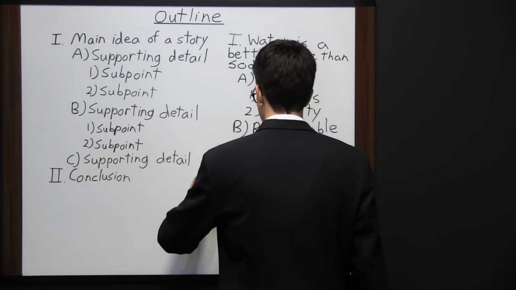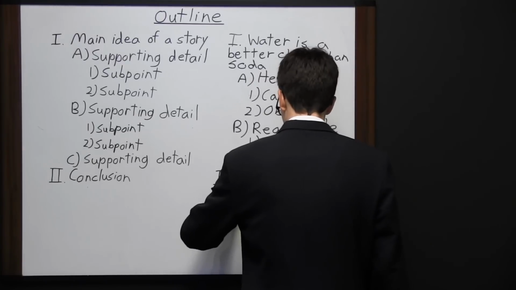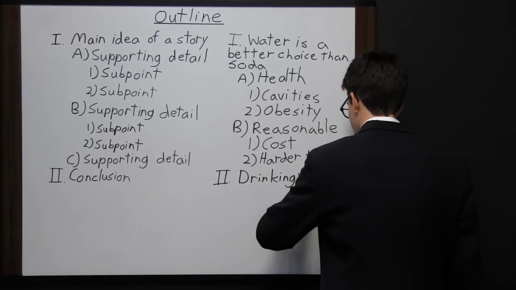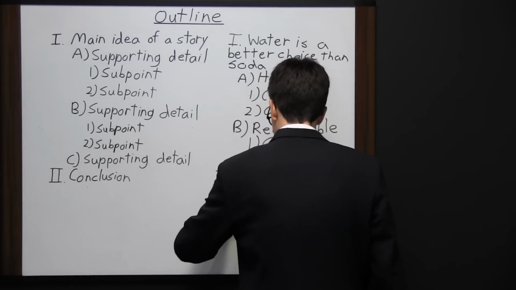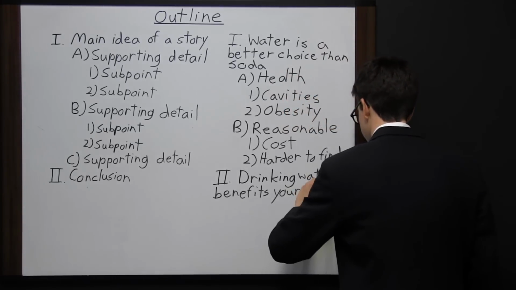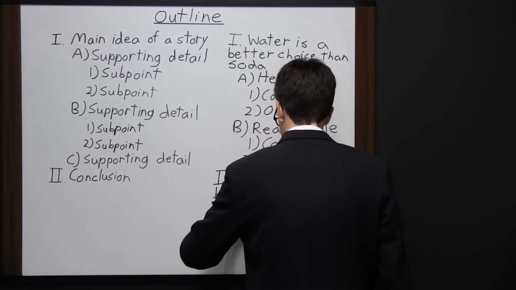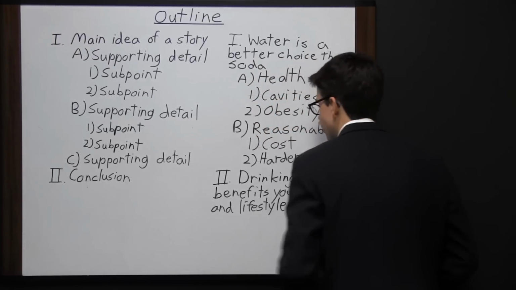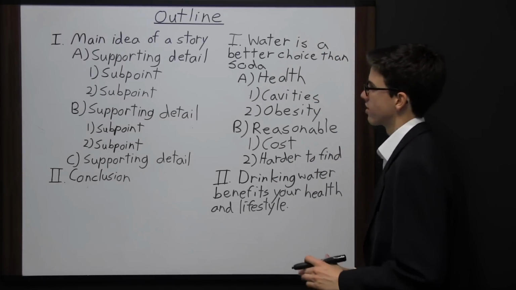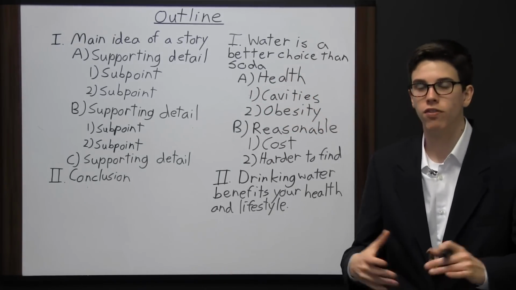So now I'm going to do the conclusion. So I'm going to put it next to Roman numeral 2. So my conclusion is going to be drinking water benefits your health and lifestyle. So this is basically a summary of the story that I read about why water is a better choice than soda. So the idea of an outline is to not tell everything that you found out from the story.